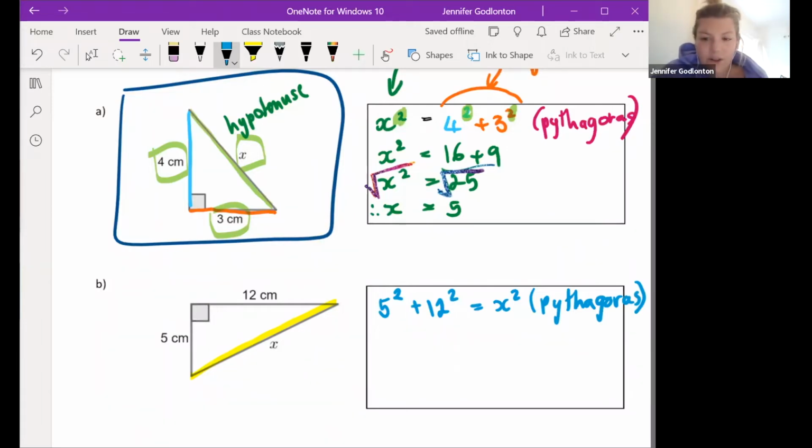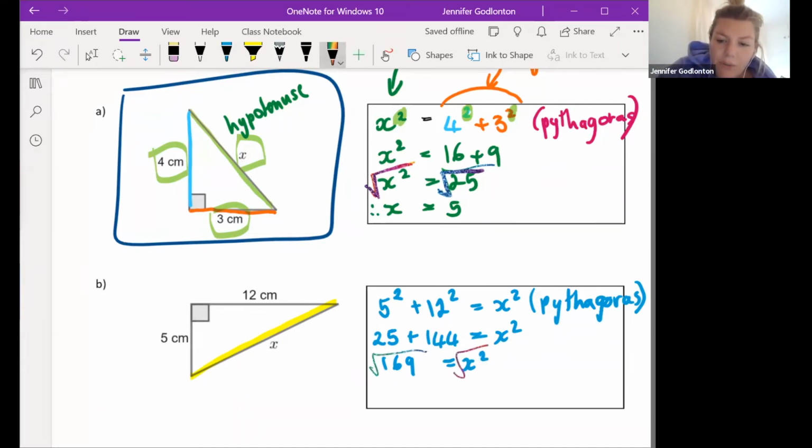Then we can go straight into our calculators. So we can say 5 squared is 25. Okay, 12 squared is 144. And that is equal to x squared. 25 plus 144 gives us 169. And that is equal to x squared. And so if I want to know what x is by itself, I'm going to square root both of these. And I'm going to see that x is equal to 13. And I should actually write 13 centimeters.